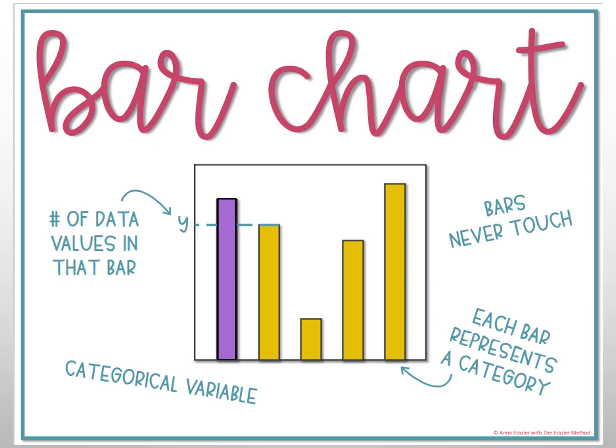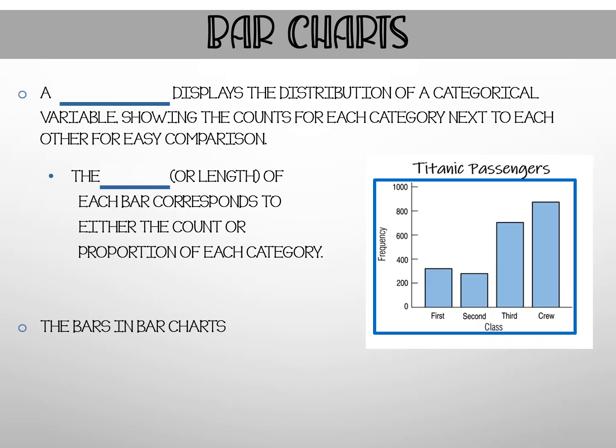Bars should never touch. Each bar represents a category, which should be listed below the bar. On the y-axis is the number of data values in that bar. So it could be number of outcomes, it could be frequency, it could be counts. But make sure your y-axis once again starts at 0 and jumps up consistently.